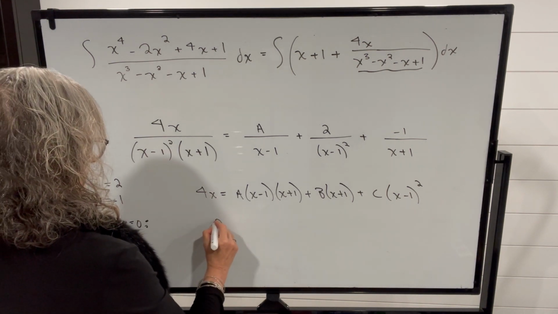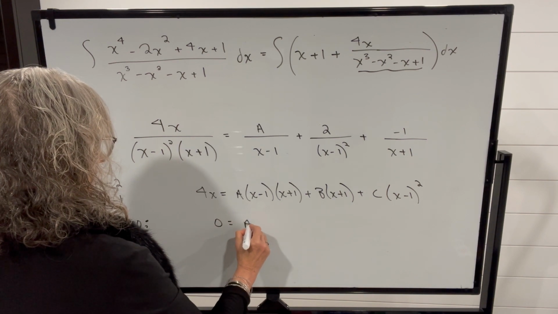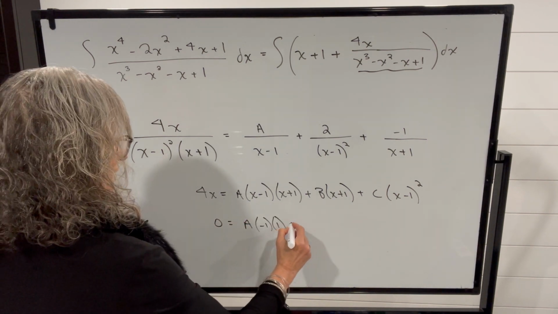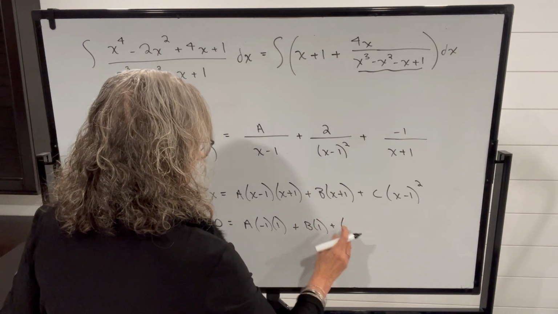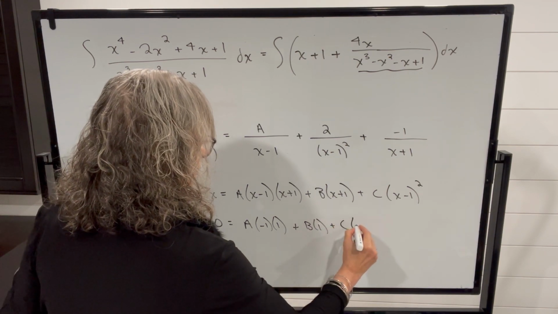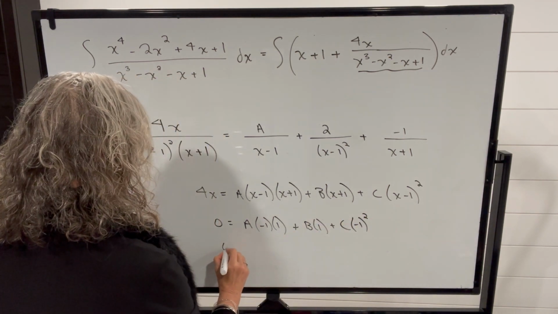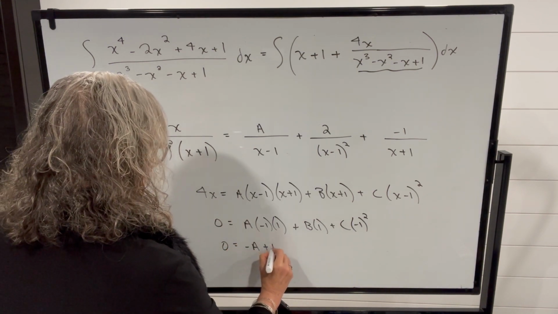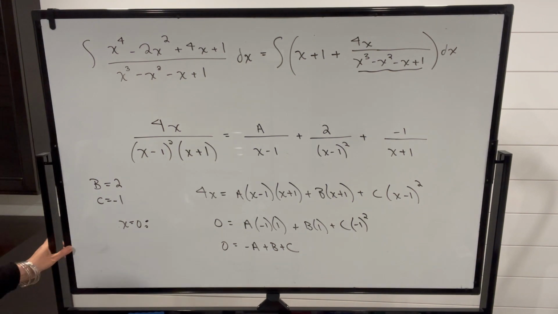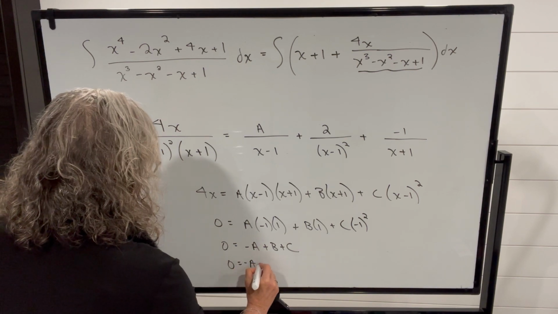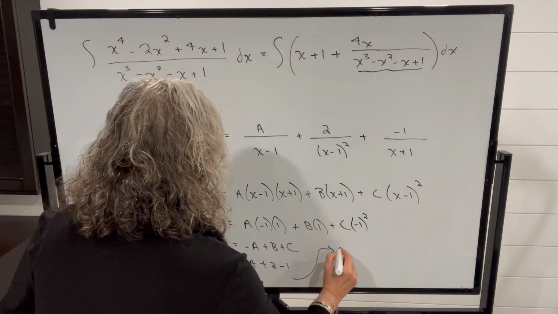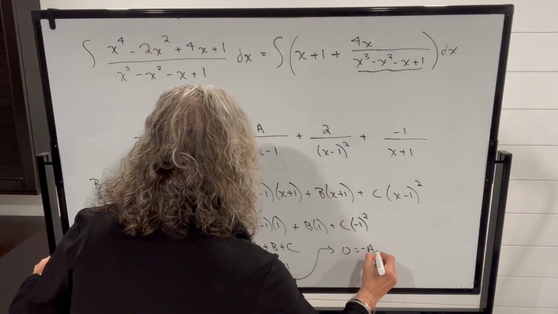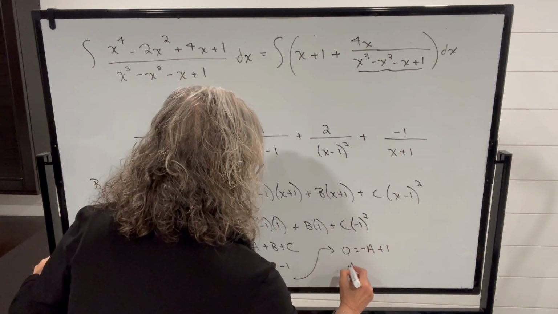So when x is 0, 4x would be 0. A would be times negative 1 times 1. B will be times 1 when I put a 0 in. And C will be times negative 1 squared. So I get negative A plus B plus C. Let's plug these values in for B and C. So B is 2, C is negative 1. And we get 0 equals negative A plus 1. So if we move A to the other side, we get A equals 1.